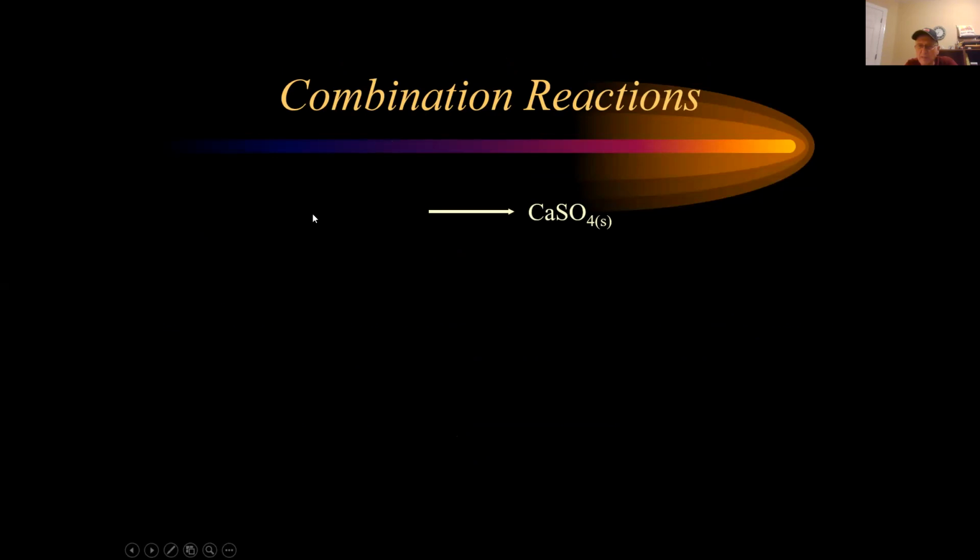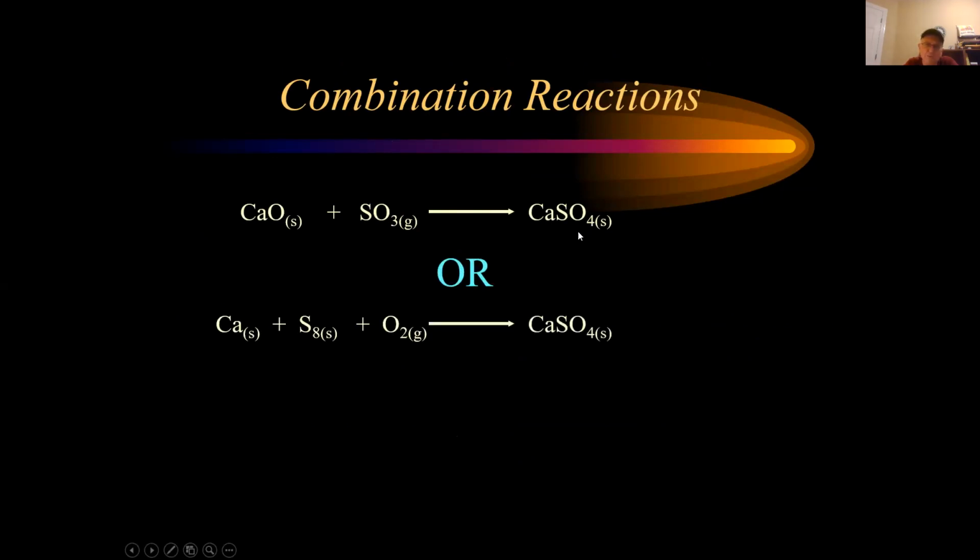And you can make that, you could imagine, and you would be able to take calcium oxide and sulfur trioxide. They would react together to make calcium sulfate. This reaction certainly would occur very quickly. There are some other reactions that you could predict. You could say, okay, well, maybe the elements would come together to make calcium sulfate.